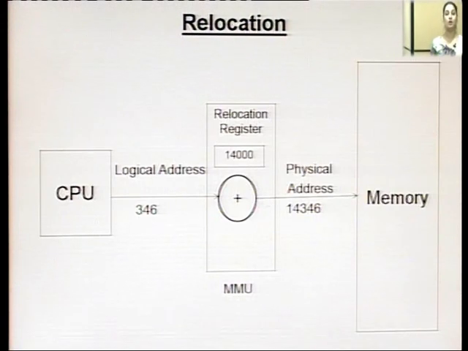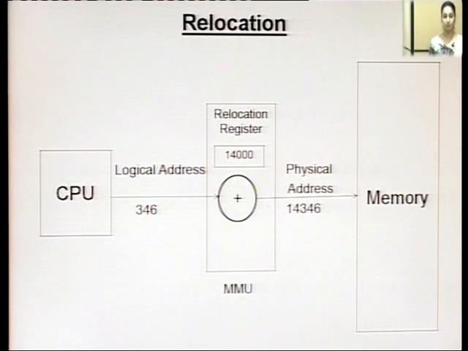Now I will show you how the MMU converts the logical address to the physical address. Here the CPU generates a logical address, 346. 346 is just an example number I am using, a logical address generated by the CPU for a program.